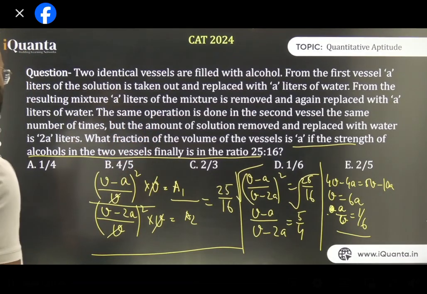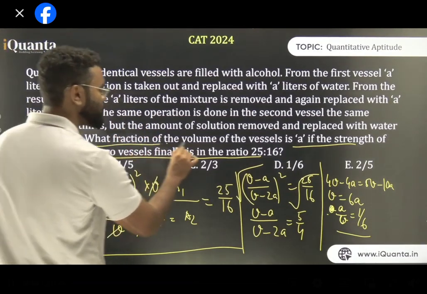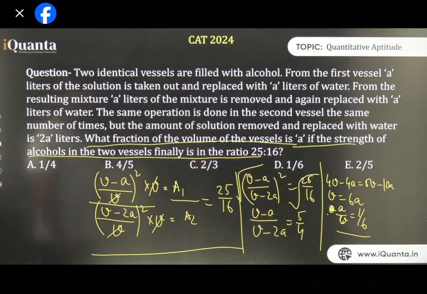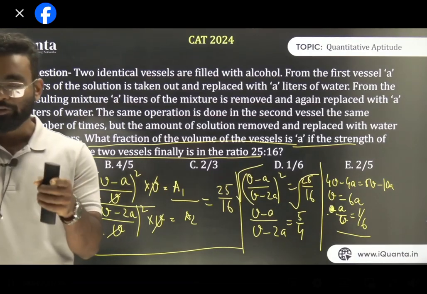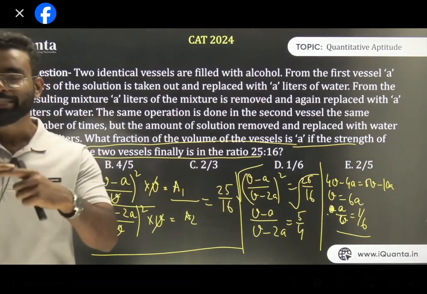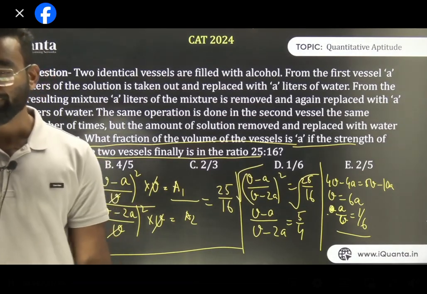The same operation is done, but the question is, what fraction of the volume of the vessel is A? That means you need to find A upon V, because A is the fraction of V. V is the total volume, A is the removed fraction. That's why we have taken A upon V, not V upon A. They asked what the removal amount is as a fraction of the total volume. The removal amount is A, total volume is V, so A upon V. That's why it is A upon V.